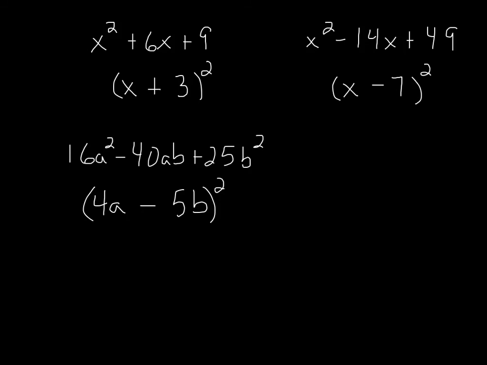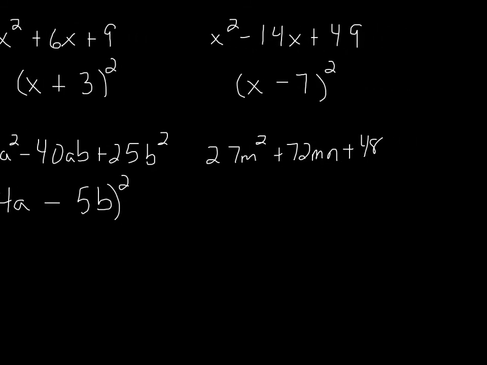Okay, and here we go with the next one. We have 27m squared plus 72mn plus, oh, wrong number, sorry. Read the wrong question there. And plus 48, I'm going to shrink this down a little bit and move it over. There we go. Plus 48n squared. Okay, and so you put those together.